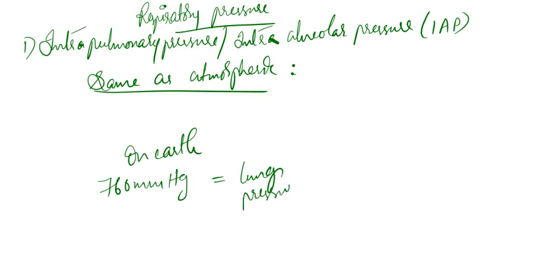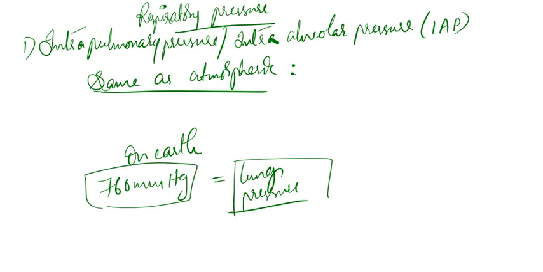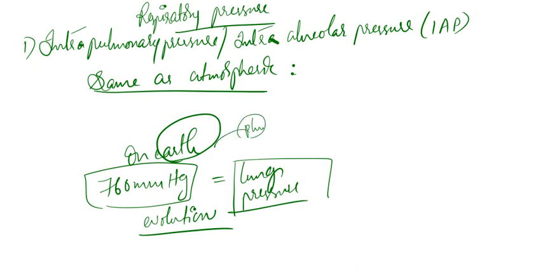Now you may get a doubt: sir, how does lung pressure also appear the same as Earth's atmospheric pressure? See, that is what evolution is. Evolution designed the organism like that. We were designed on Earth, not on Mars or Pluto, and those things were not sent to Earth. We evolved and adapted with these pressures. So our lung pressure is 760 mm Hg, which equals the atmospheric pressure on Earth.